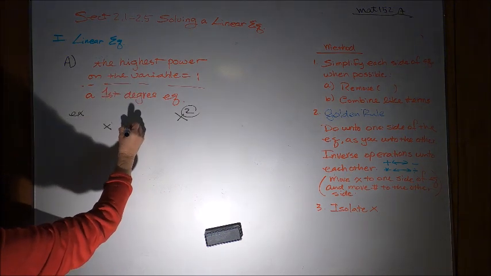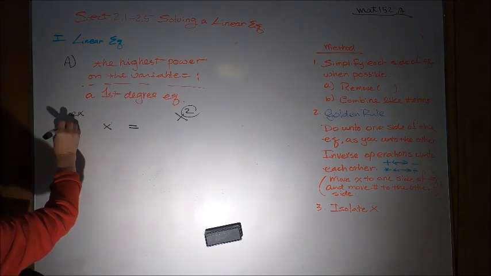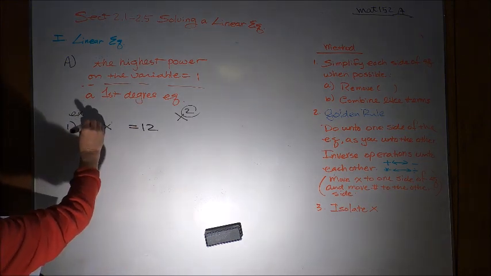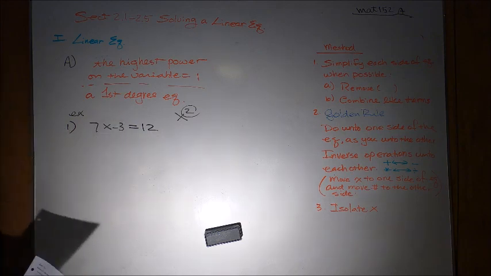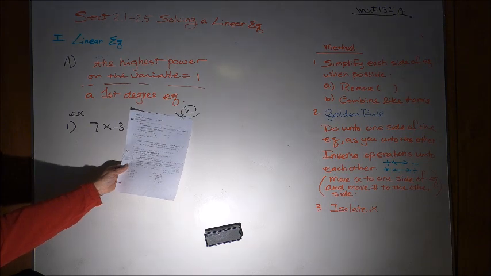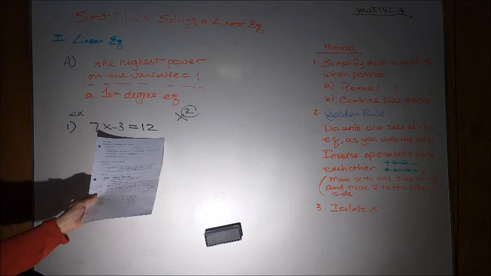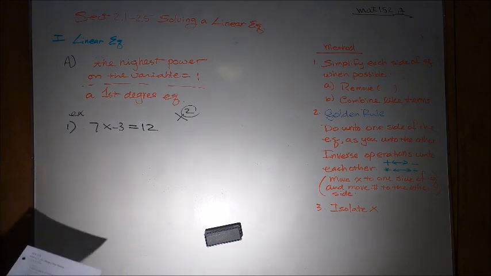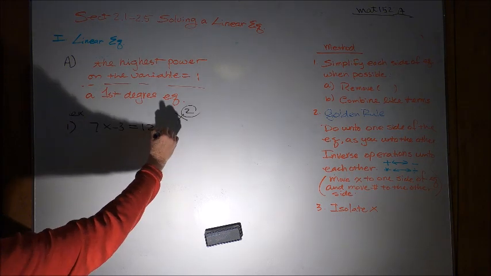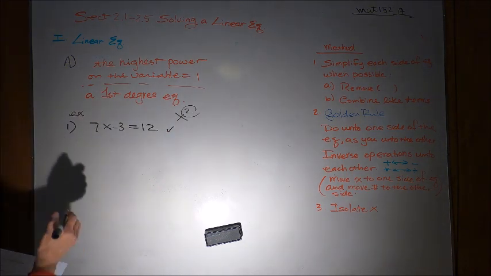It's an equation, right? So if I write something like 7x minus 3, with just one side, what do we call that in math language? It's called an expression. When you have an equal sign, we call it an equation. So for an equation, if the power is 1, then it is a linear equation.